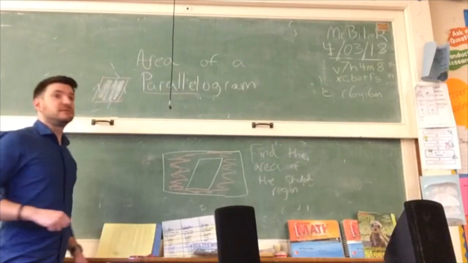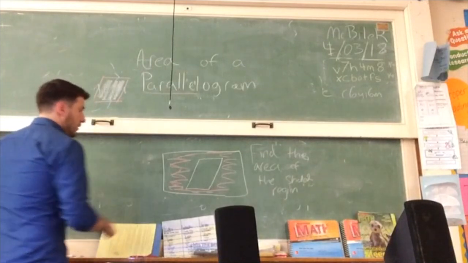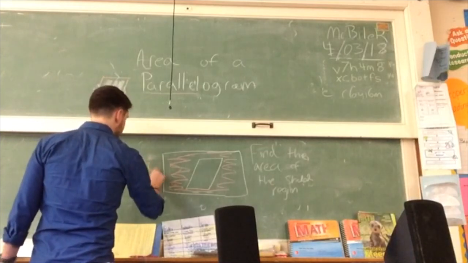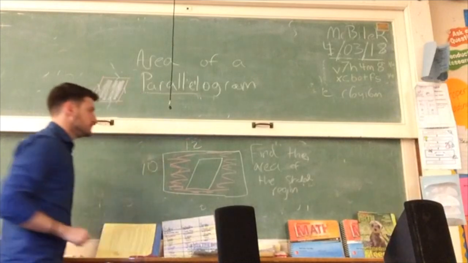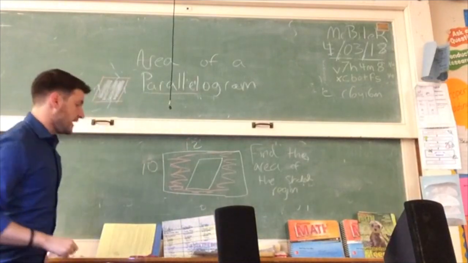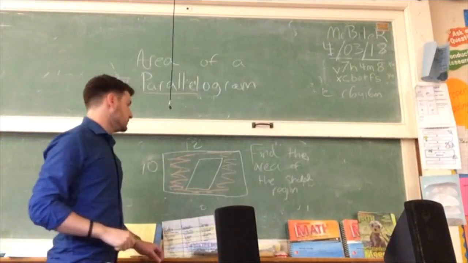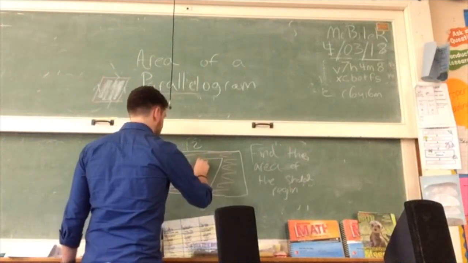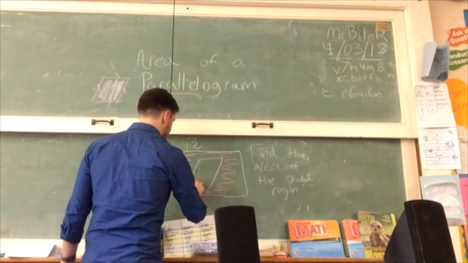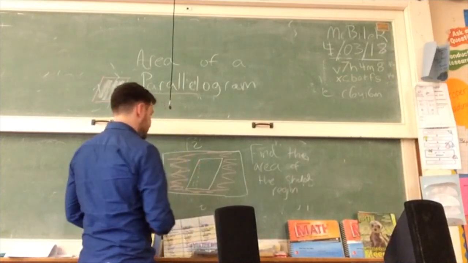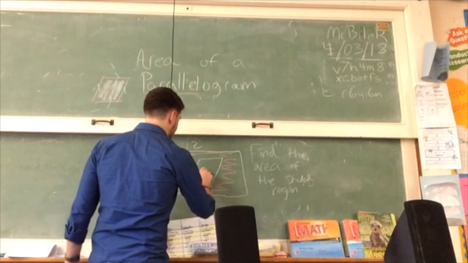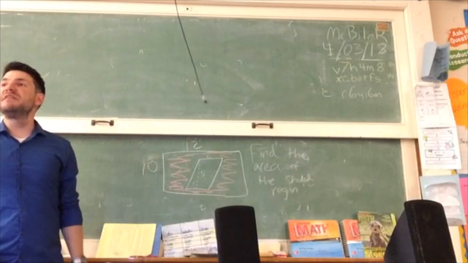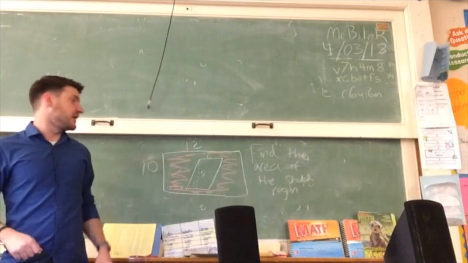So, let's give my flag some dimensions. We'll say that this is 10 and this is 12. And then we need to give this guy some dimensions too. So we're going to add in a little bit here. We're going to say that this is 5 and this is 6. Find the area of the shaded region. That's this red area right here. So here's what we're going to do.